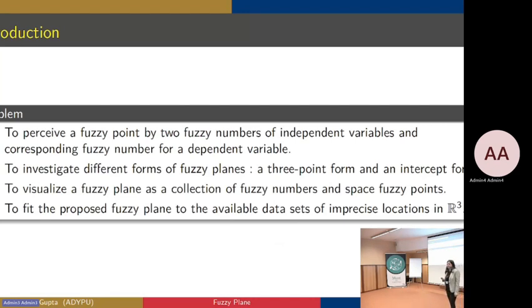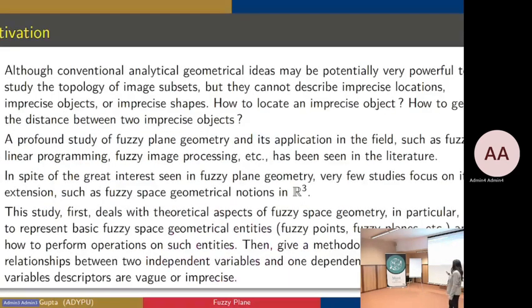First, we will show what a fuzzy point is, what fuzzy planes are, and how we can perceive a fuzzy point when three fuzzy numbers are given, two for the independent variables and the corresponding one for the dependent variable, and how we can fit a fuzzy plane passing through such imprecisely located fuzzy points. So this is the motivation behind it.